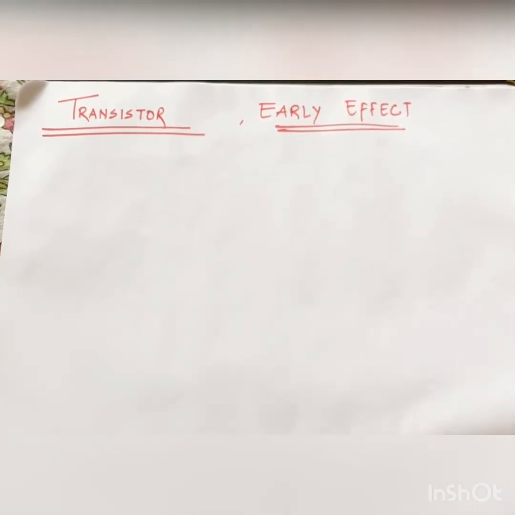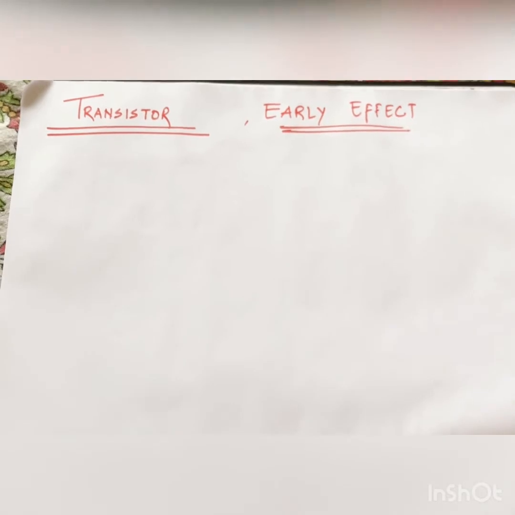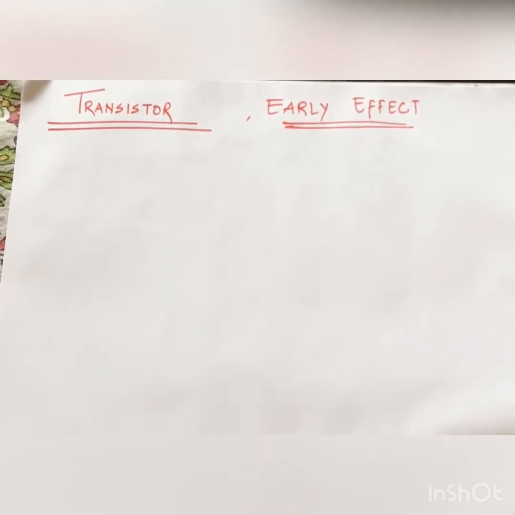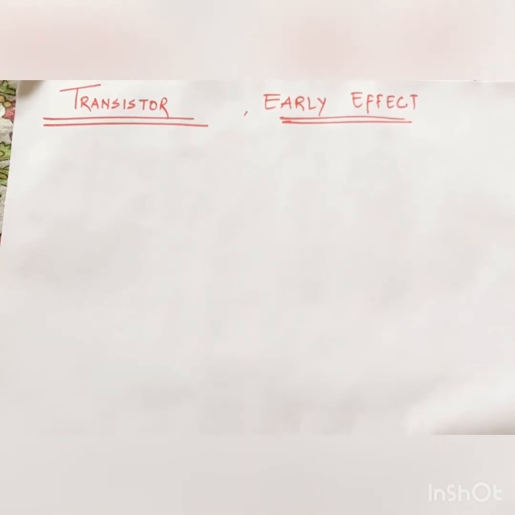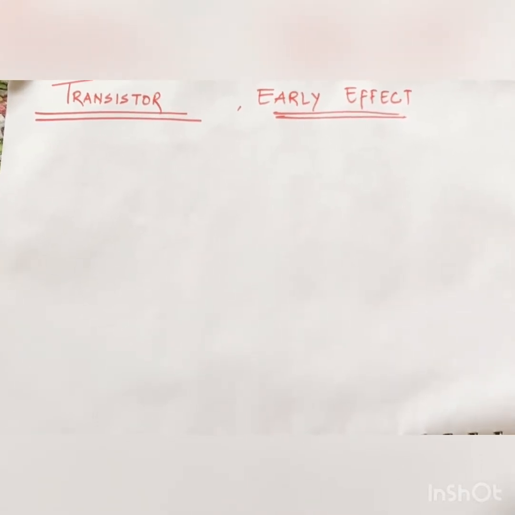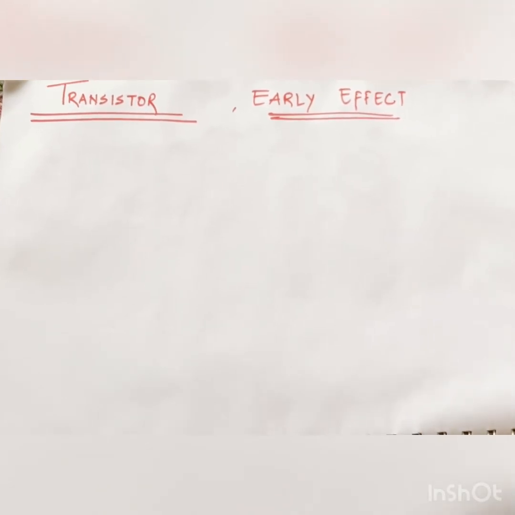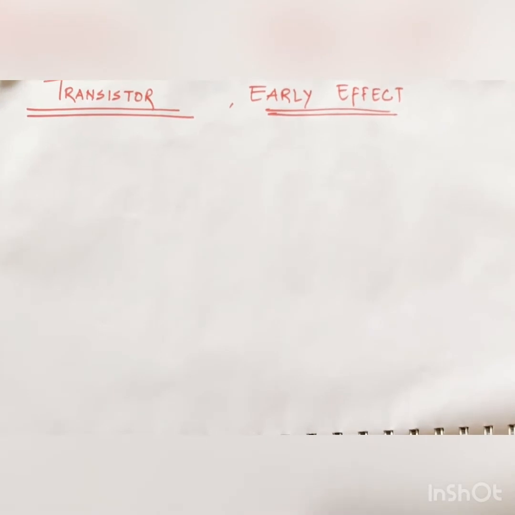Today I'll be discussing the transistor and the early effect. But before that, we should know about the PN junction diode, because the transistor is a bipolar junction device. So we must know about the PN junction diode, how the VI characteristics for forward biasing and reverse biasing vary in the PN junction diode, and how the depletion region varies.